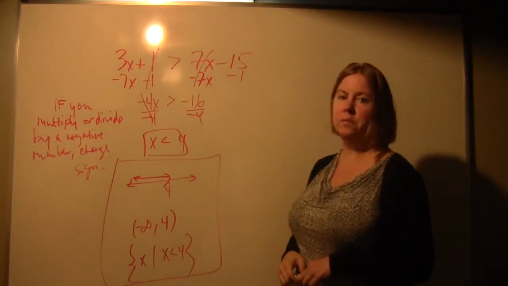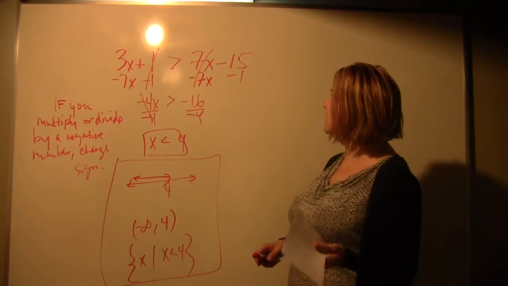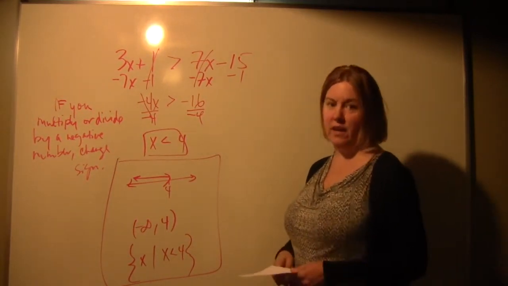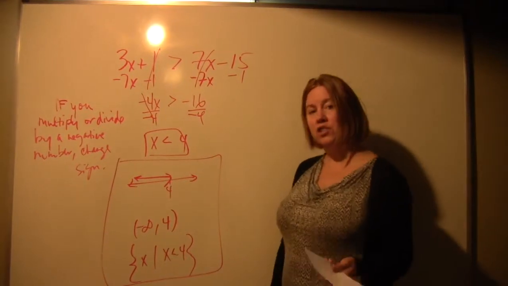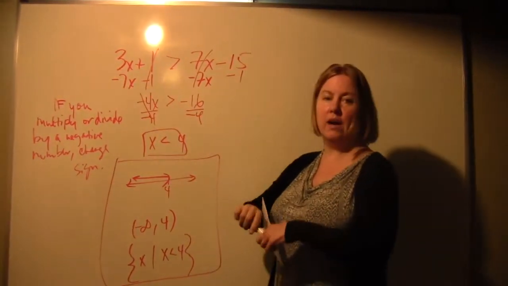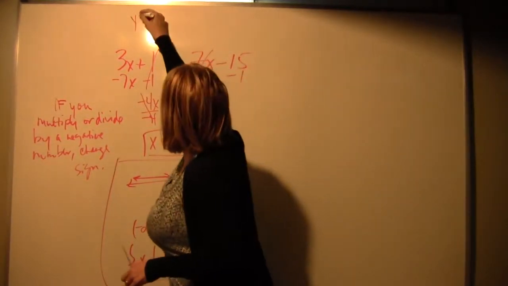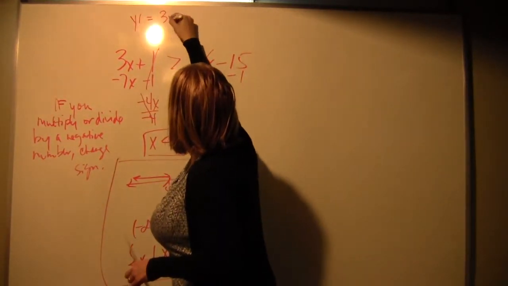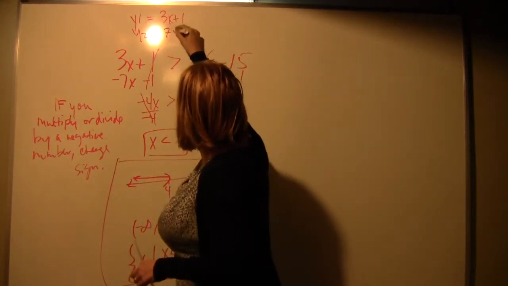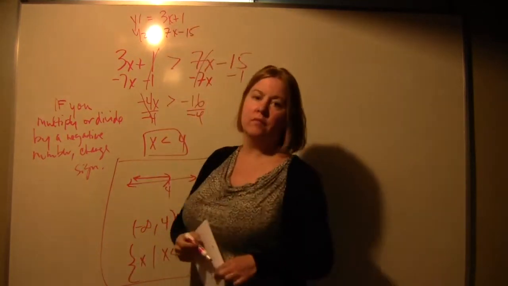Okay, I hope that helps you. There also is a way to do this on your graphing calculator. And what you're going to do is you're going to put in 3x plus 1 into y1. And into y2, you're going to put in 7x minus 15.